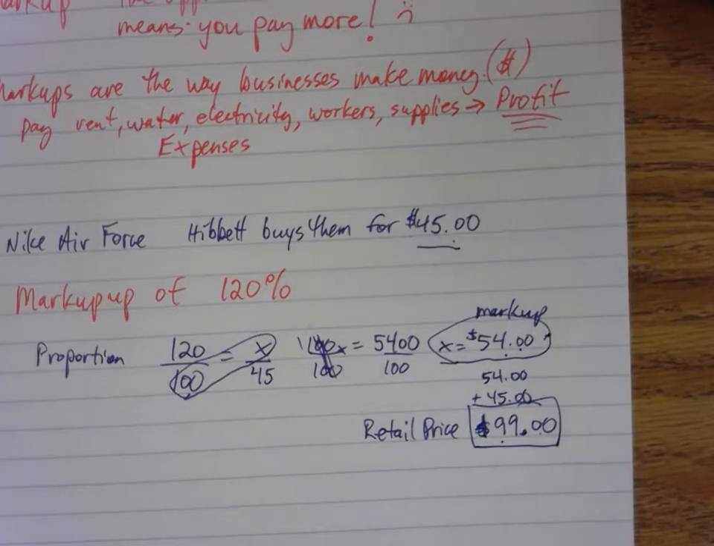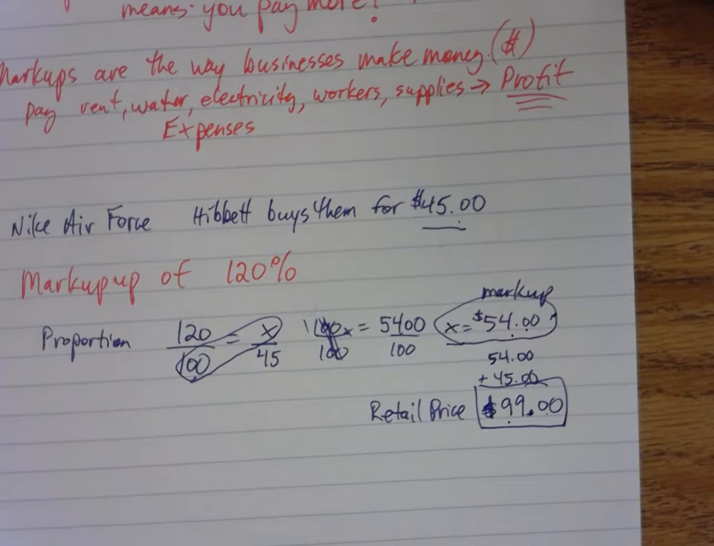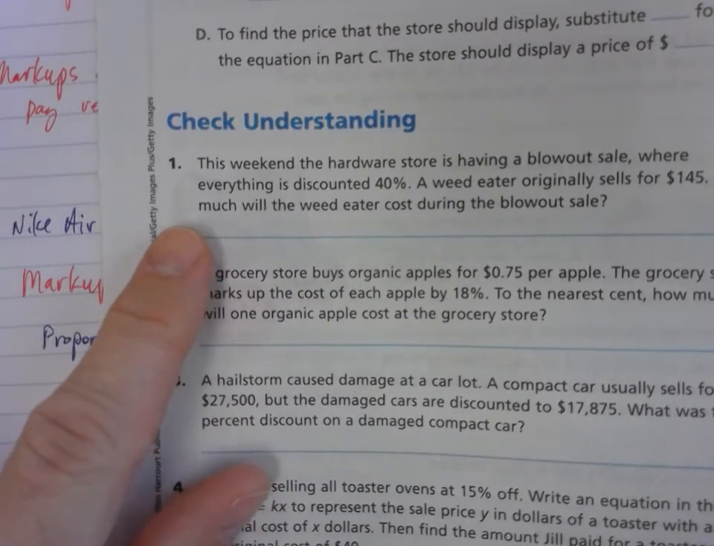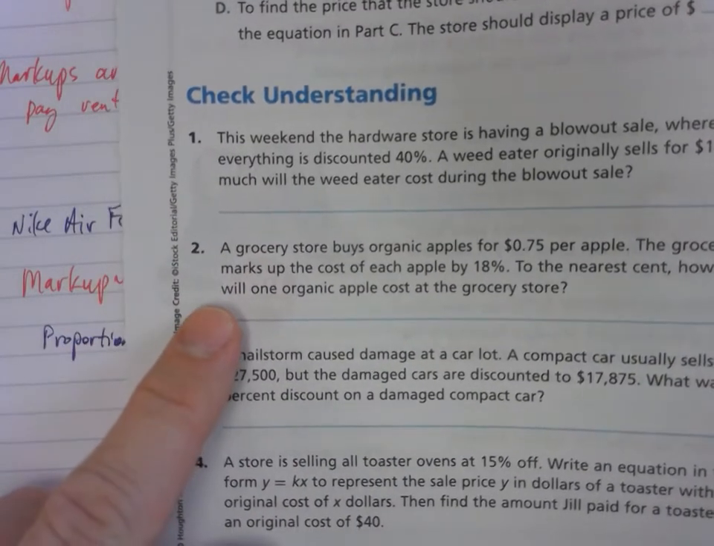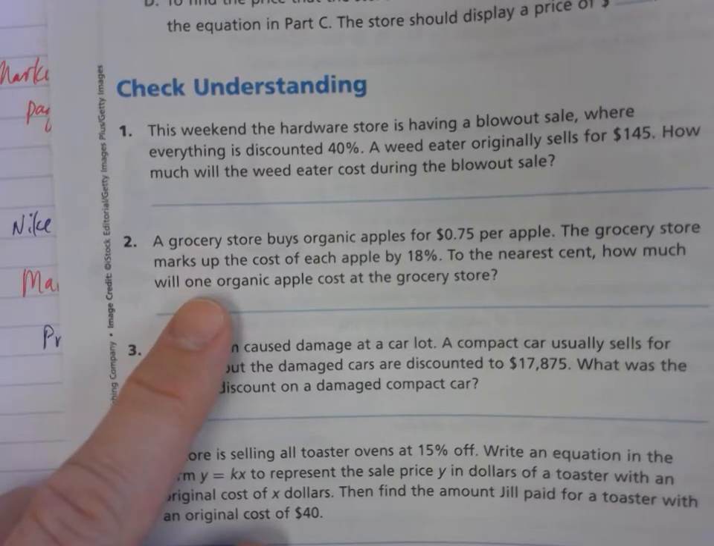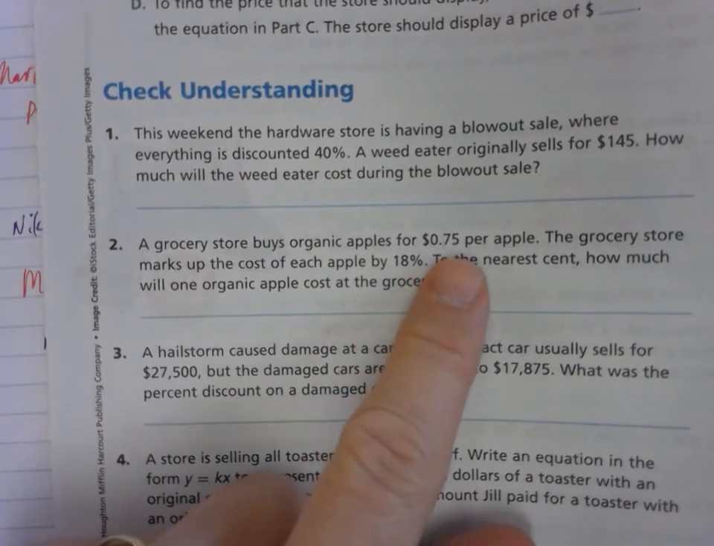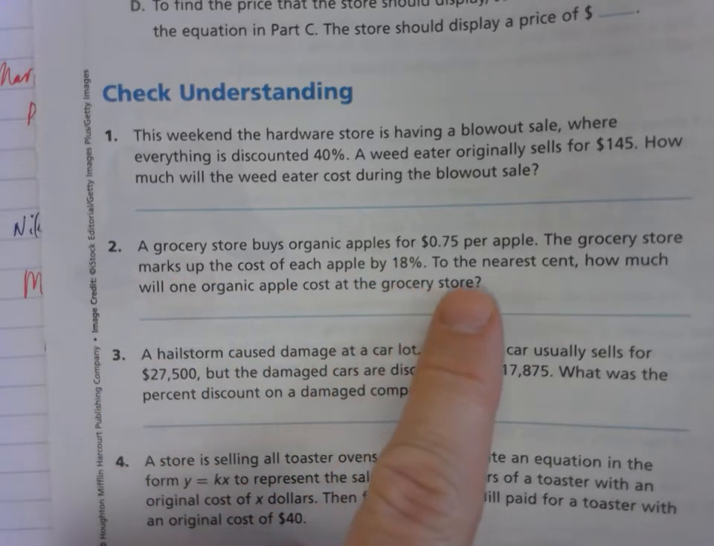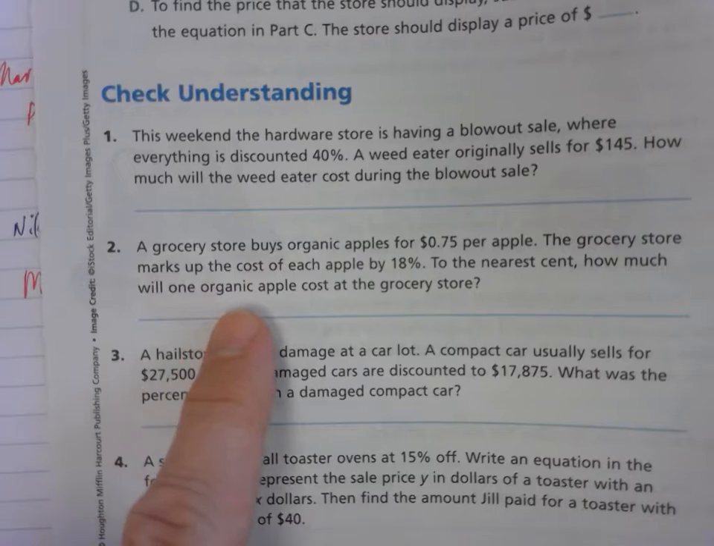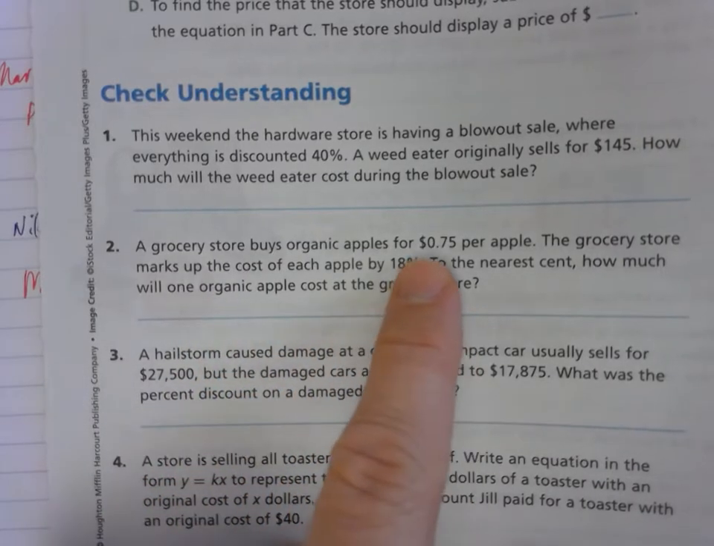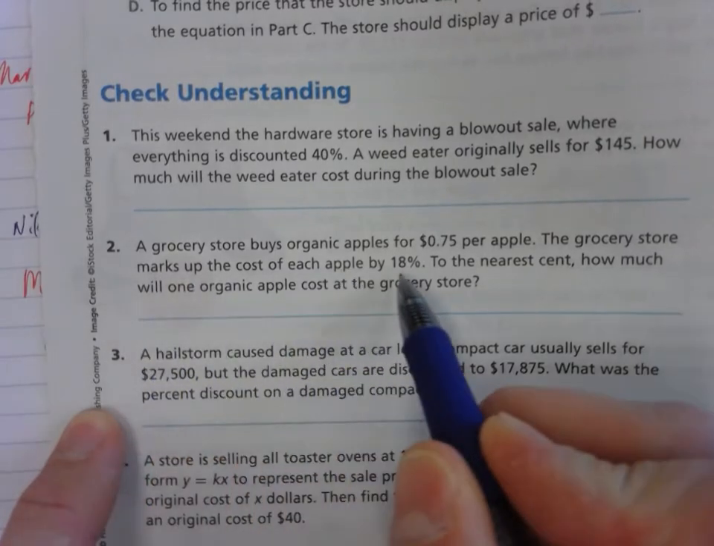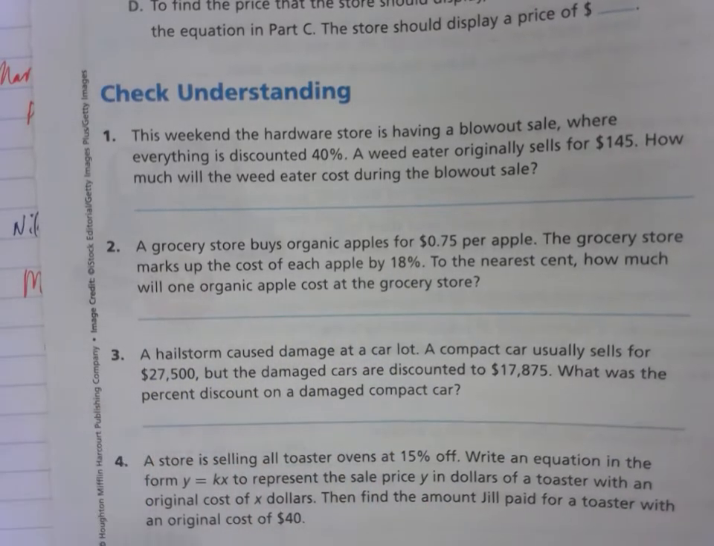All right. Now we're going to go to one of the questions you got on your check your understanding. Let's go down here to number 1, a discount. We'll come back to that one in a second. But number 2 says the grocery store buys the organic apples for 75 cents per apple. The grocery store marks up the cost of the apple by 18%. To the nearest cent, how much will one organic apple cost at the grocery store? Okay, so one apple is 75 cents. They're marking up the cost by 18%, and we have to find out what the cost of the apple is going to be after they mark it up.